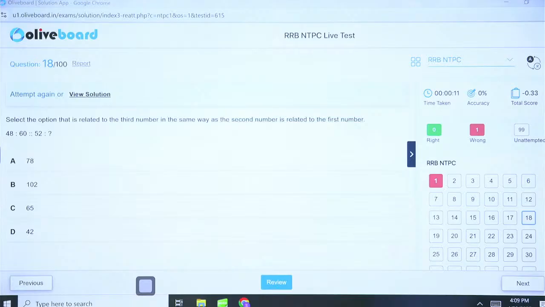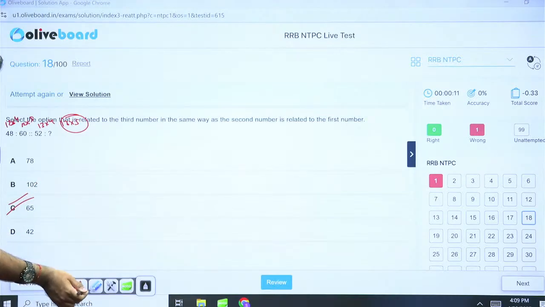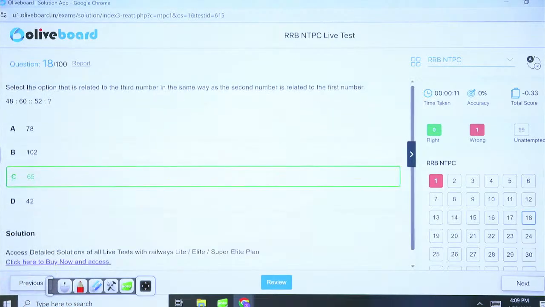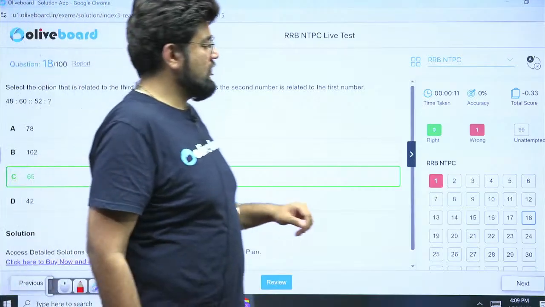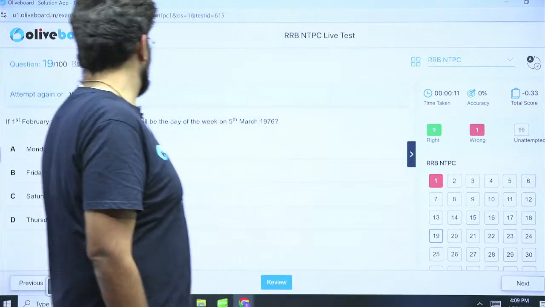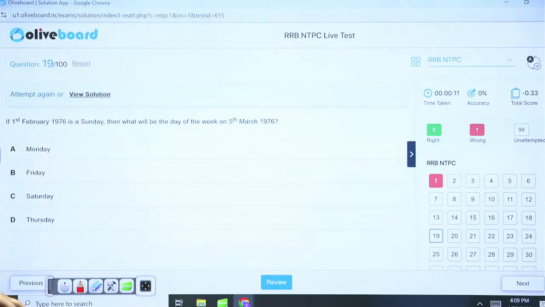48 plus we added 12 to it, right? Or we can say this is 12 into 4 and 12 into 5. So this is 13 into 4. So 13 into 5, 65 should be our correct answer. Okay. 65 should be our correct answer. So continuously as a stretch we are having questions from logical reasoning, back to back.